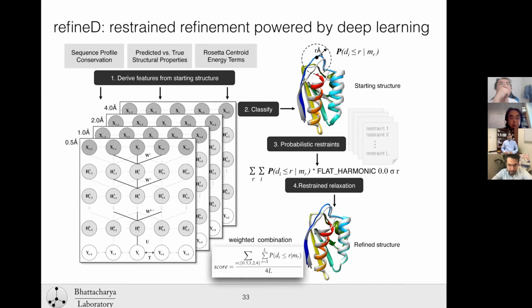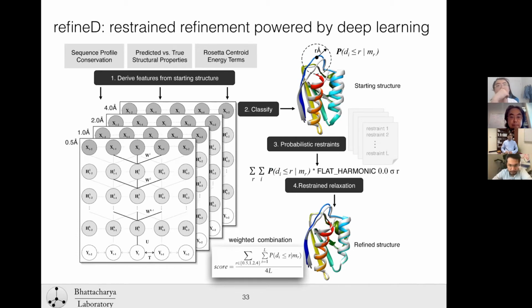The method predicts the likelihood of every residue to be below one of these thresholds, along with their likelihood values. Then we convert them into flat harmonic restraints and feed them into Rosetta's fast relax method to perform restrained relaxation to generate a pool of refined structures. Then we can combine the error classifications in a weighted fashion, similar to what I just showed in the QDeep method, to score the refined structures and select the best one from the pool.